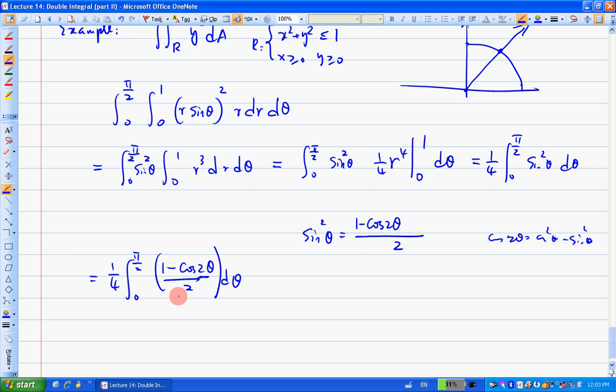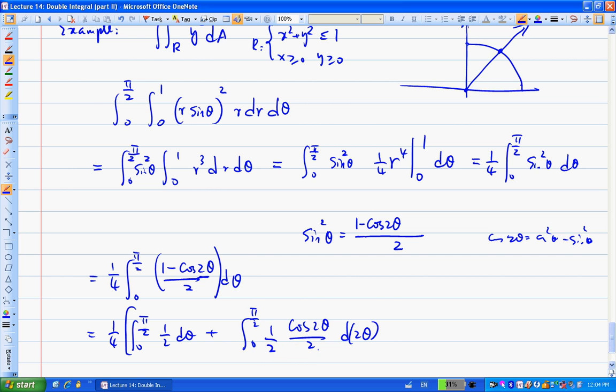So this integral is not that bad. This integral here, there's 1 over 2, that's a constant. The other is negative cosine 2 theta over 2. And you can use a simple substitution. If you don't want it, you can try my method, right? So 1 over 2 here, 0 to pi over 2, 1 over 2 d theta, plus 0 to pi over 2, 1 over 2, this is cosine 2 theta over 2. I'm going to change the d theta to d 2 theta. So then I need to divide it by another 2. So that'll become 1 over 2 here, right? So to keep it equivalent.